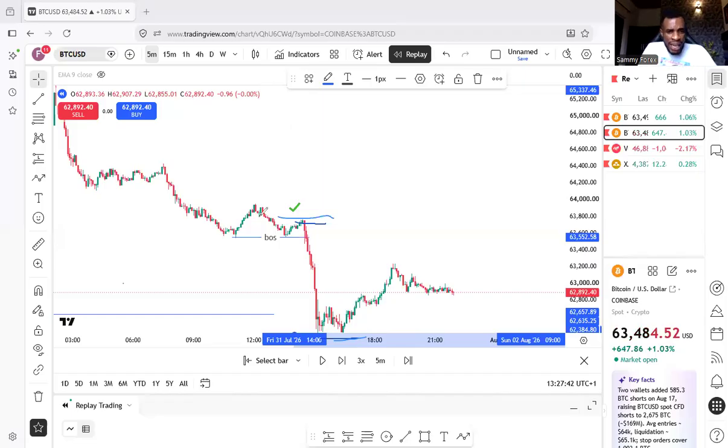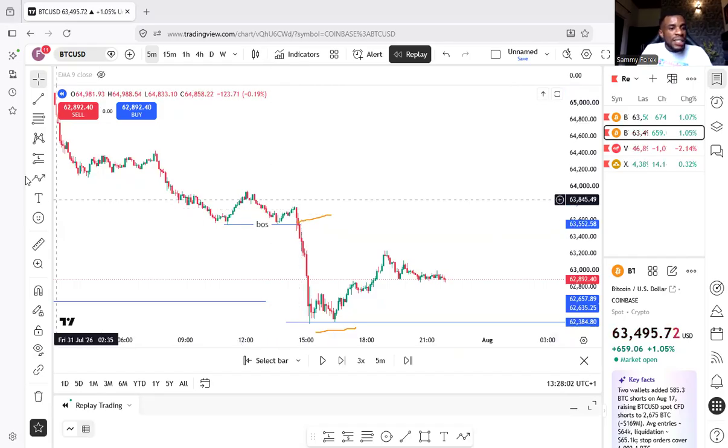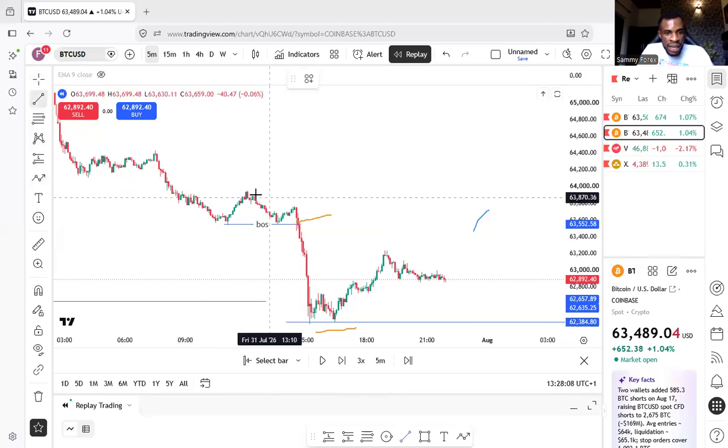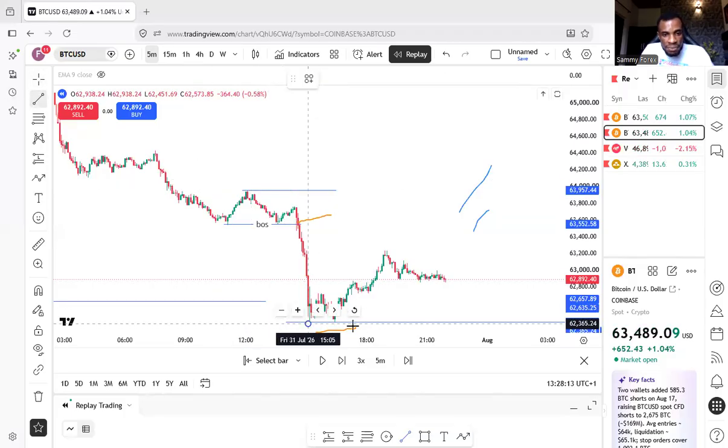Now, where is the highest high? Where? You see, this is where people make mistakes. See, this is not the highest high. This is wrong. It's very wrong. The highest high of this market, the trading range, is where? This high, and this low.